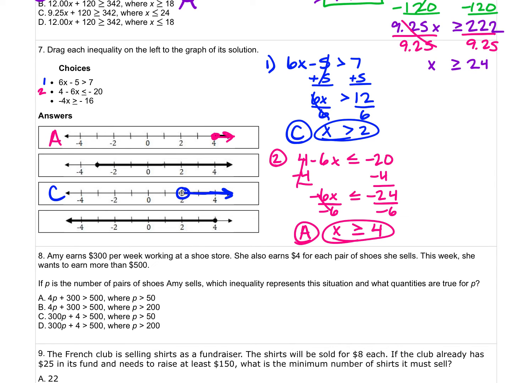And then our last one, number 3, we have negative 4x is greater than or equal to negative 16. Divide both sides by negative 4. Our symbol flips because we divided both sides by a negative. So we've got x is less than or equal to positive 4, which is the last choice. We'll call it D.